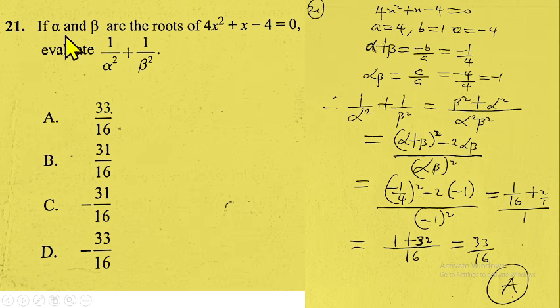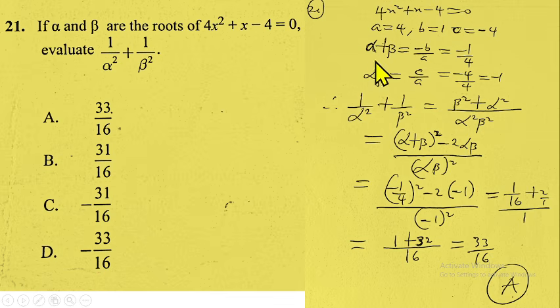What is the sum? That will be alpha plus beta. And what is the product? Alpha beta. From this equation, we know that our a is 4, our b is 1, and our c is minus 4. From the sum of the roots of a quadratic equation, we know that alpha plus beta gives us minus b over a, and that gives us minus 1 over 4, because our b is 1 and our a is 4. And the product, alpha beta, gives us c over a, and c is minus 4 and our a is 4, so that gives us minus 1.